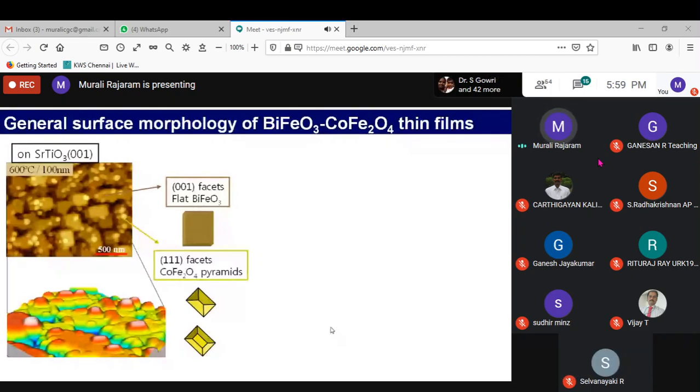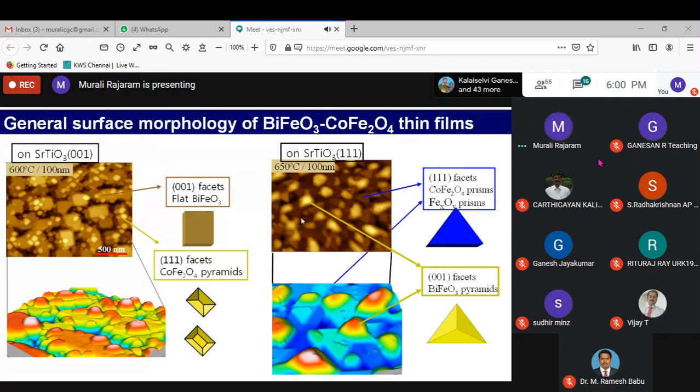Okay, so this is the morphology of one substrate, which is grown at 600 degrees C, and the thickness of the film is around 100 nanometers. You can see a clear matrix, a flat region, which is perovskite, and then dots which are spinels. So this is the conventional view. You can clearly see the spinel structure in a matrix of perovskite. On the other hand, on a 111 oriented substrate, the bismuth ferrite grows as a pyramid in a matrix of spinels. So this is the image.